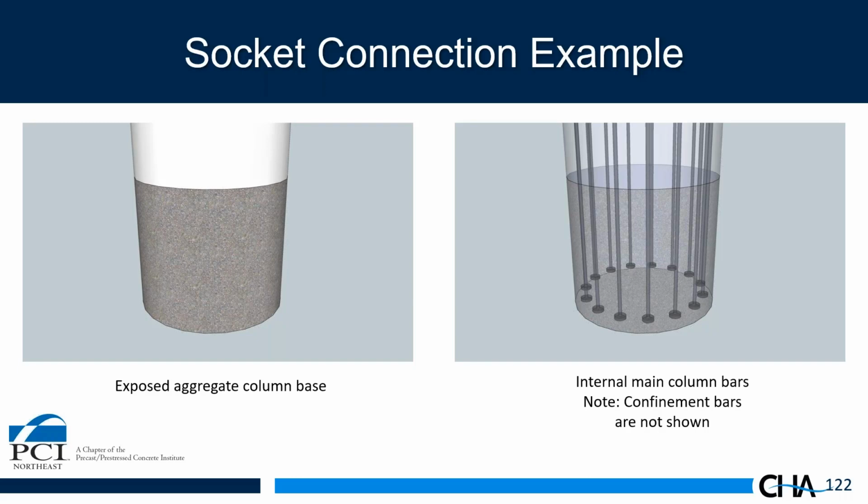On the right, we show an X-ray view of the column. We typically use headed reinforcing bars in the column. The bars have to be developed within the column itself. The ABC guide spec does cover provisions for development of headed bars, so that's covered for you as well. Note that the confinement bars are not shown in this X-ray view for simplicity.